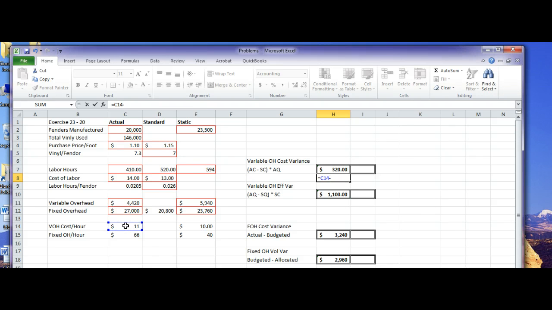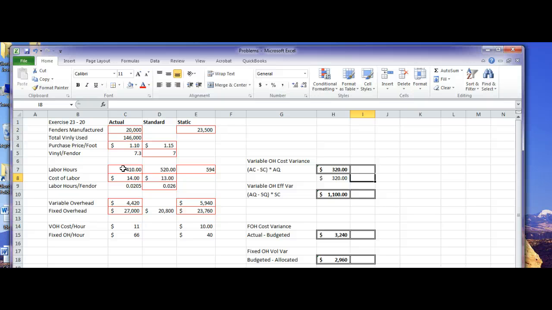Minus your standard cost, and you're going to want to put these in parentheses. And again, if you do total, you're going to be off. You want to do per hour times actual quantity, and that's going to be quantity of labor hours. Why is it quantity of labor hours? Because we're allocating overhead based on labor hours. And that's going to give us 320, which is our variance.